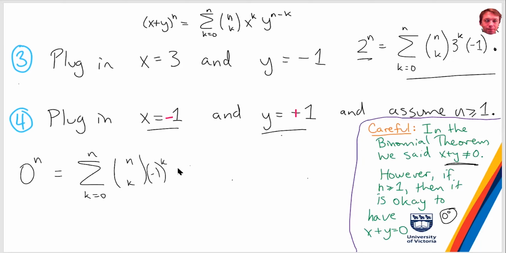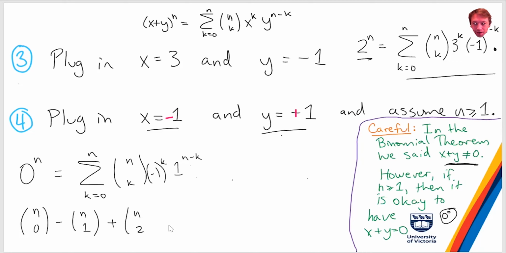Okay, so I'm going to change this a little bit just because I don't want to deal with whether n is odd or even. So this would then become the sum k equals 0 up to n of n choose k, negative 1 to the k, 1 to the n minus k.